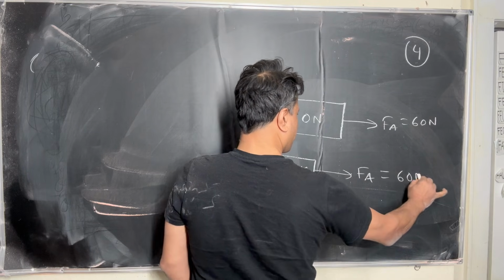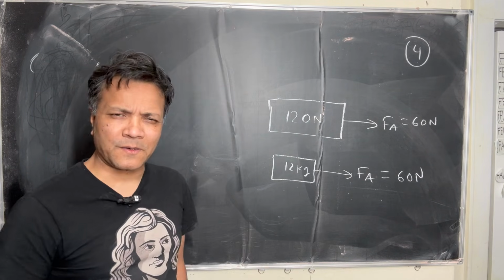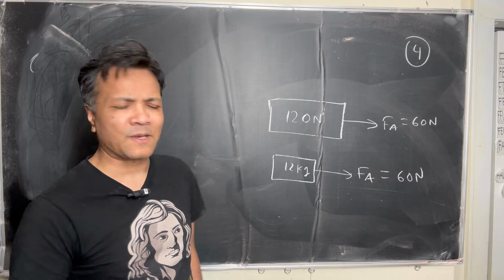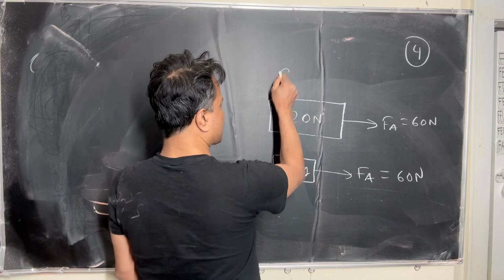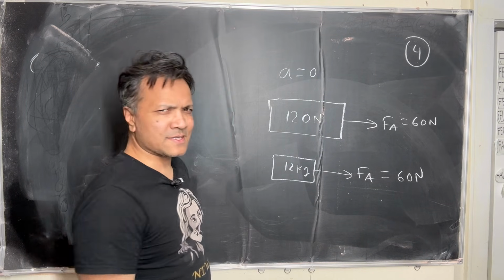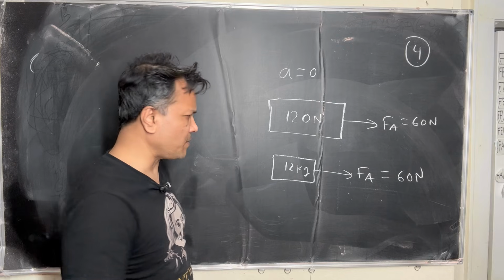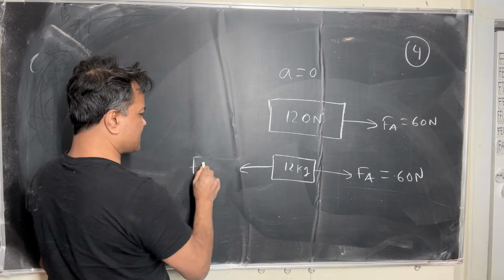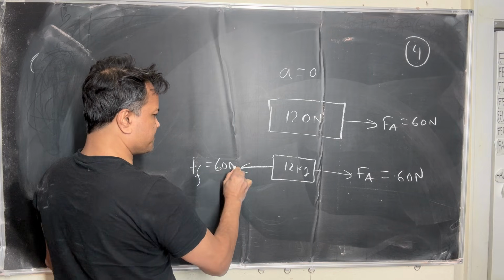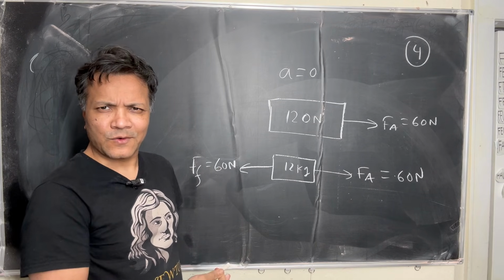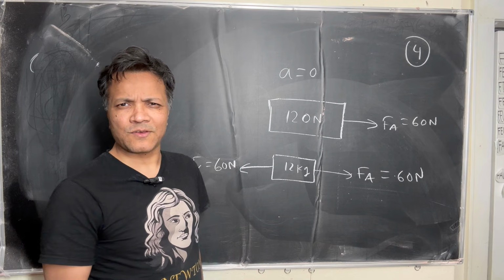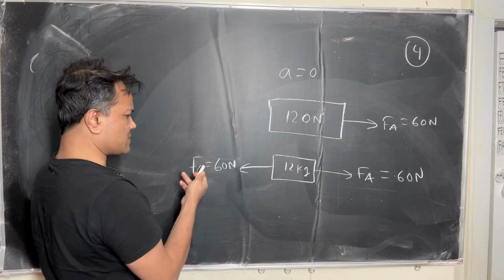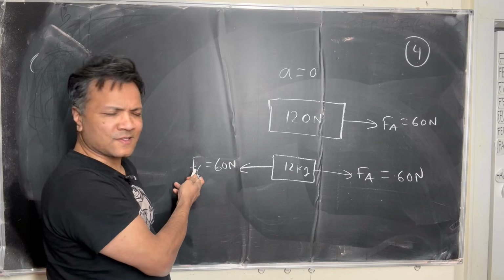Okay. So now, as a result of you applying 60 Newton, the object is moving with constant velocity. Constant velocity means acceleration is 0. Where does the acceleration 0 come from? The forces have to be equal in magnitude, opposite in direction. Therefore, it is moving with constant velocity because the acceleration is 0 and the force of friction is 60.